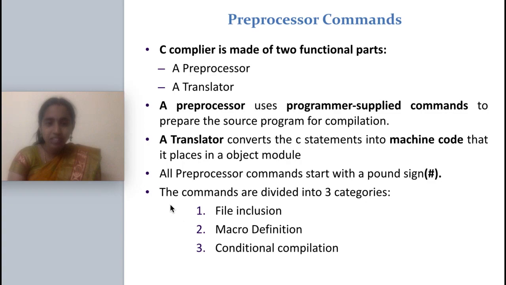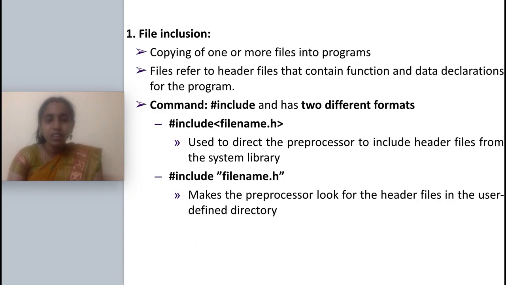So what do you mean by hash? Hash means to include the preprocessor directives; we use this hash. Preprocessor commands are divided into three categories: file inclusion, macro definition, and conditional compilation. In this lecture series, we are going to see only the file inclusion.